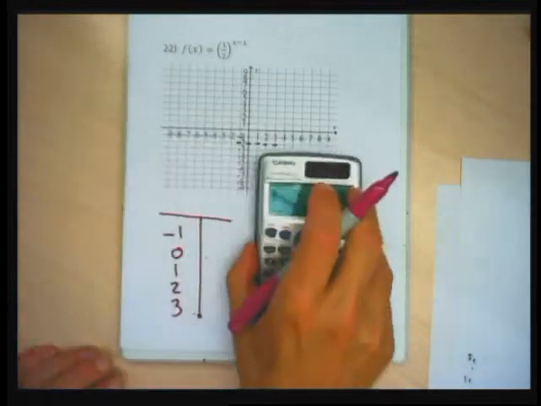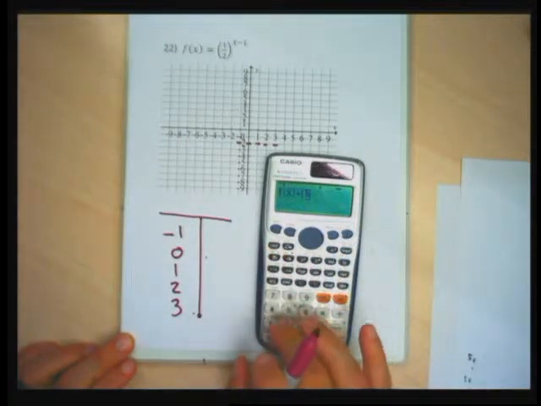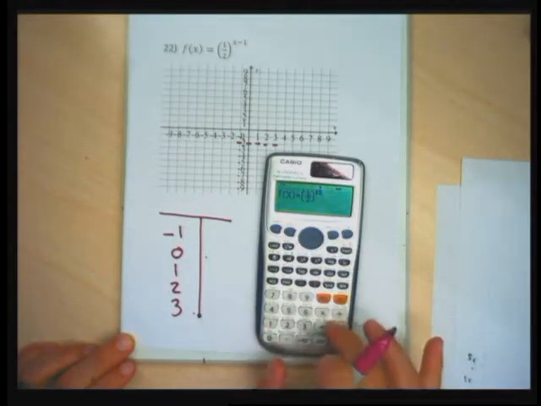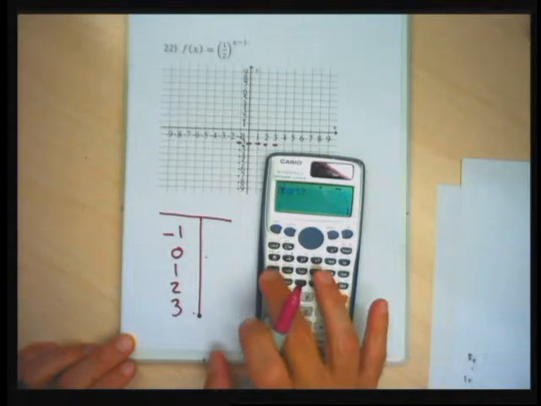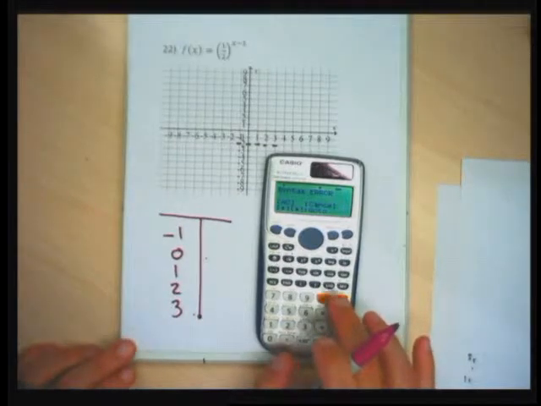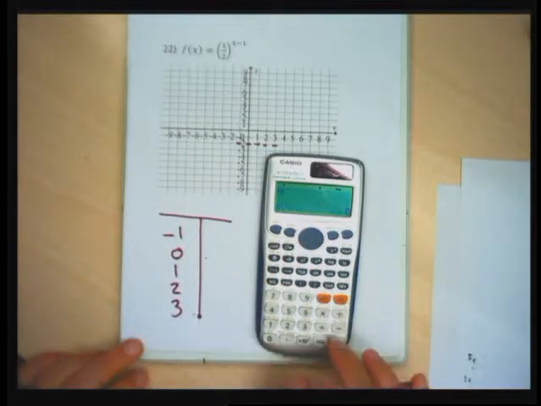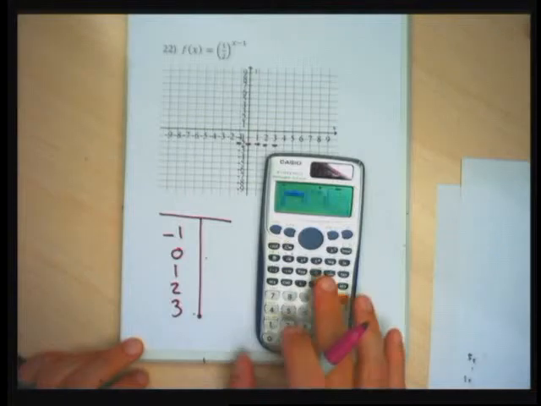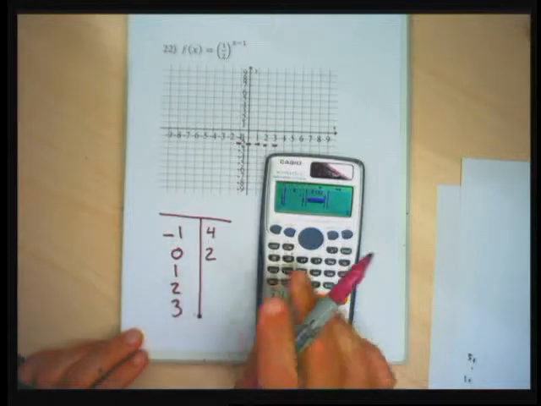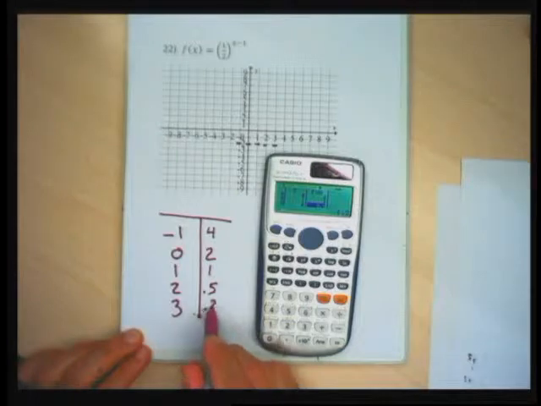And I'm going to do this with my calculator, should I say. Mode 7, parentheses, fraction, 1/2, parentheses, exponent, alpha x minus 1. Start at -1, end at 3. Oh, I can tell what I did wrong. Go backwards. End at 3, step 1. And then it tells me at -1 I'm at +4, at 0 I'm at +2, at 1 I'm at 1, at 2 I'm at 0.5, and at 3 I'm at 1/4.